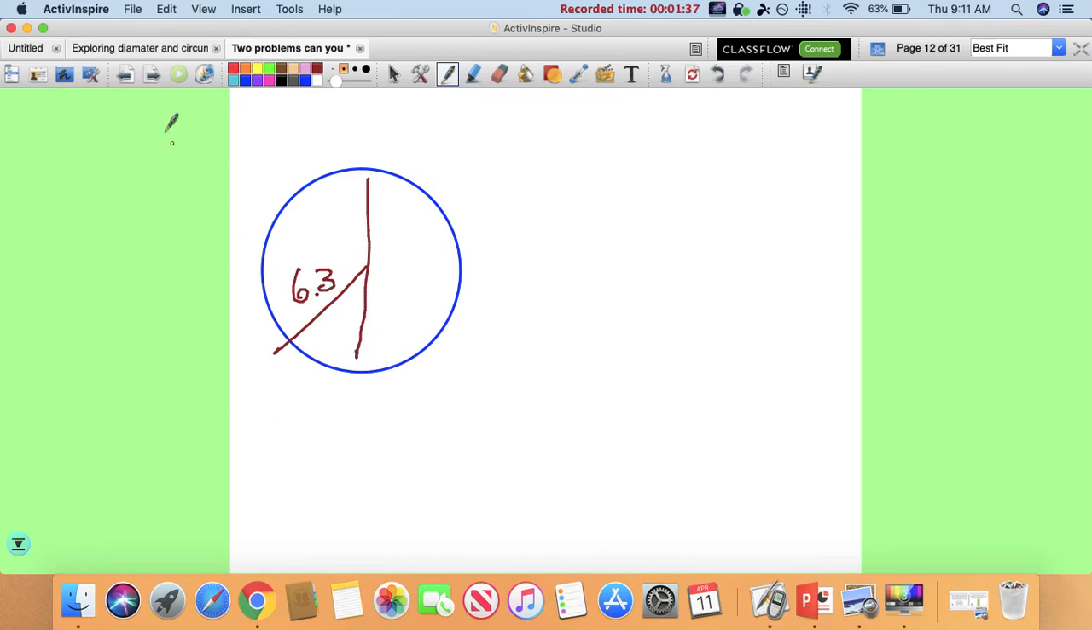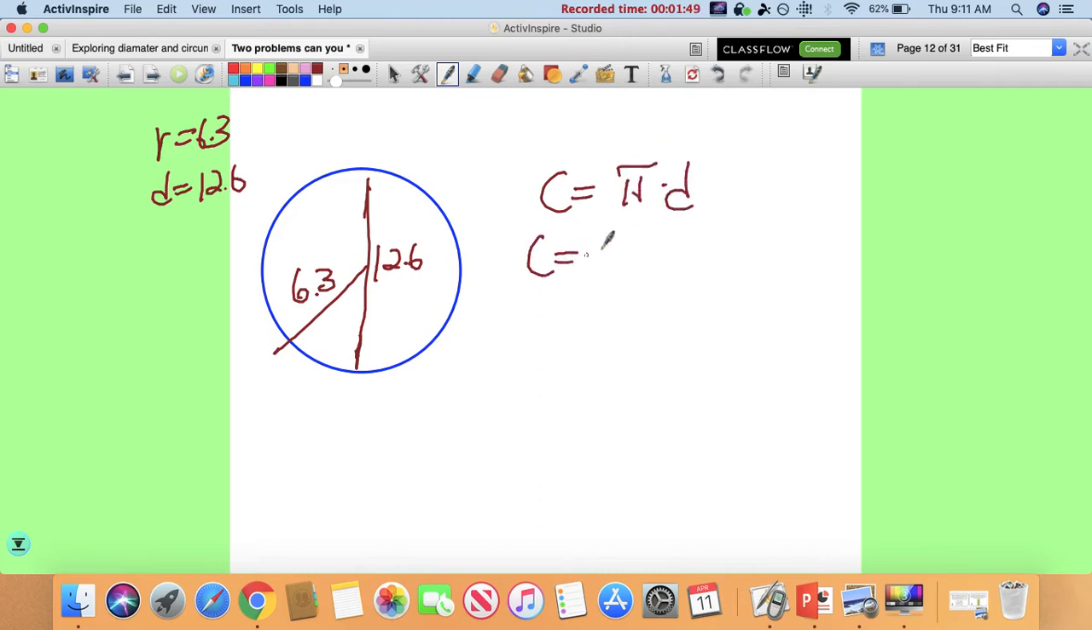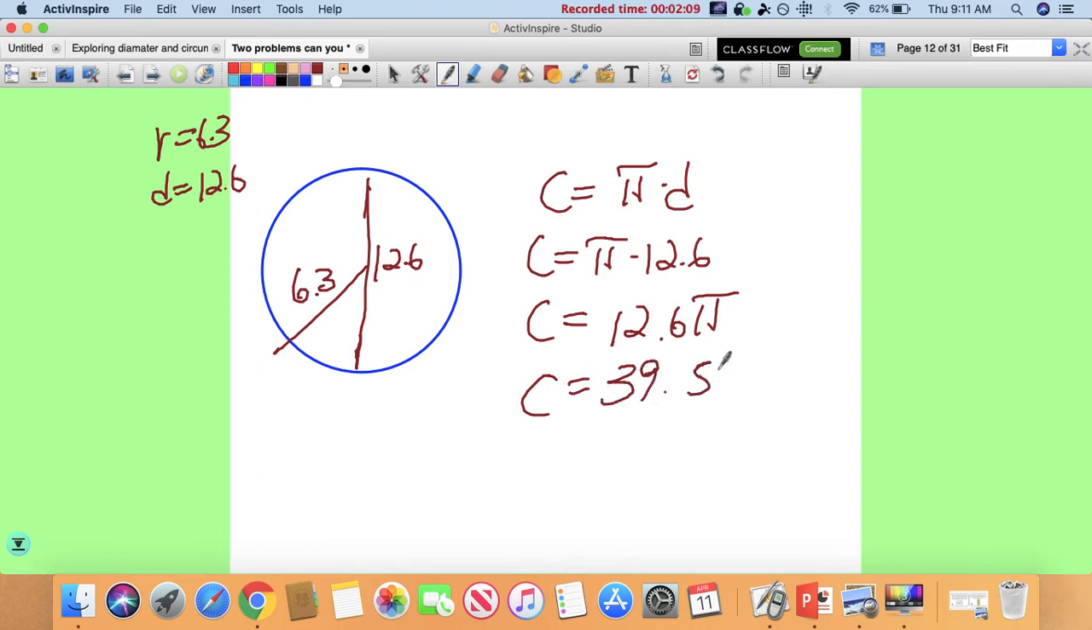Okay. Number 3, again, is 6.3. So if that's 6.3, right, the radius is 6.3. The diameter is going to be 12.6, right? Multiply that by 2. So C equals pi d again. C equals pi times 12.6. C equals 12.6 pi. Multiply that in your calculator. 12.6 times pi, enter, and you're going to get C equals 39.58 meters. Okay.